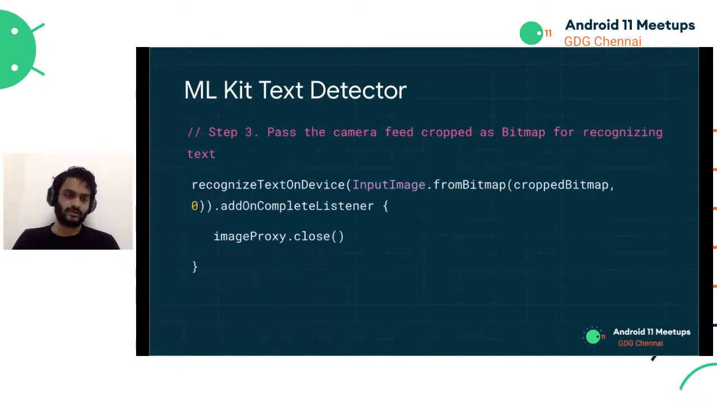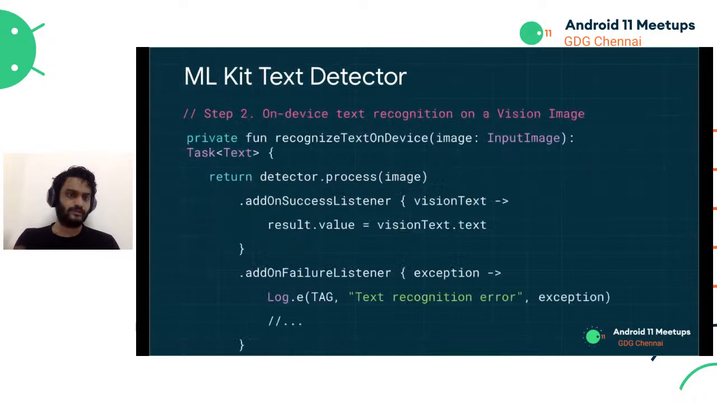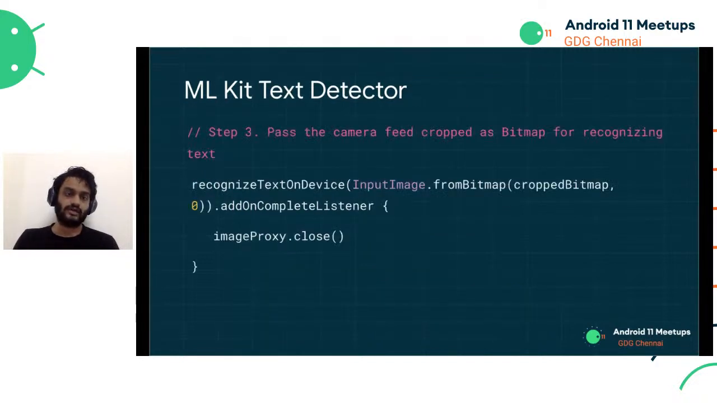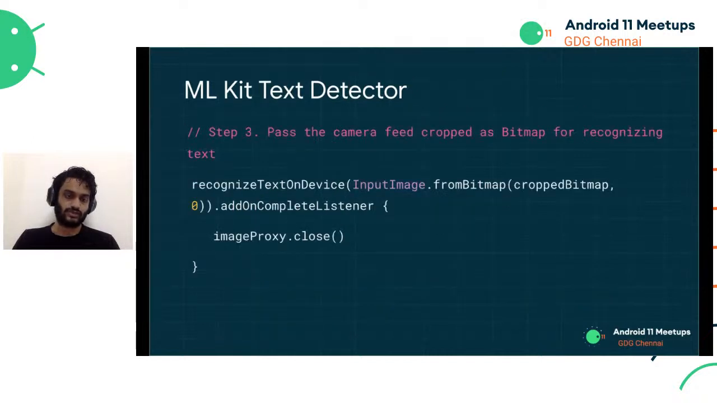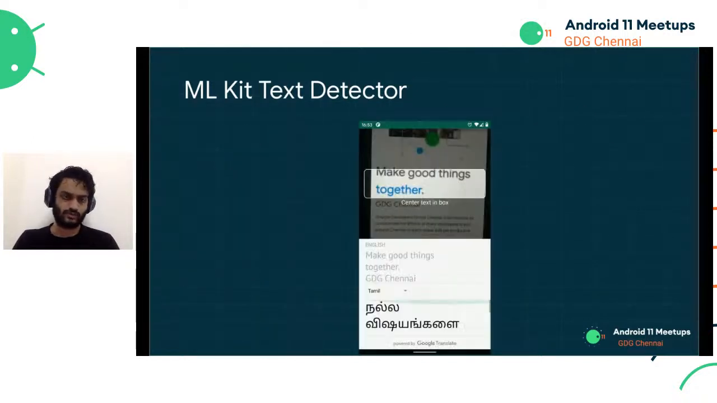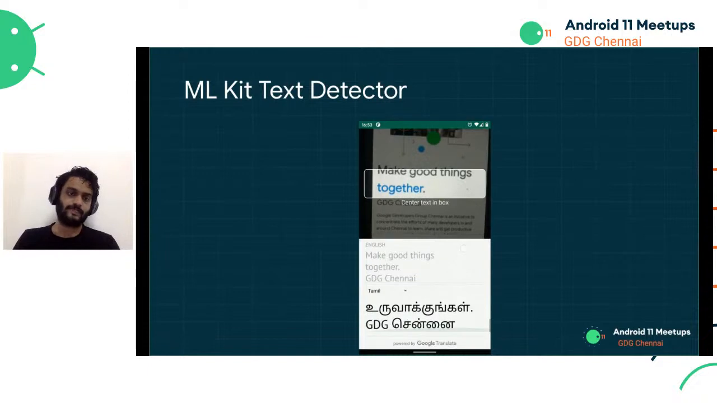Okay, so quickly, we will get the bitmap, convert it into an input image from the bitmap, pass it into our detector.process, and on the on-click listener, you will have the text which is recognized from the camera view. Okay, so our live demo of it would be something like this.